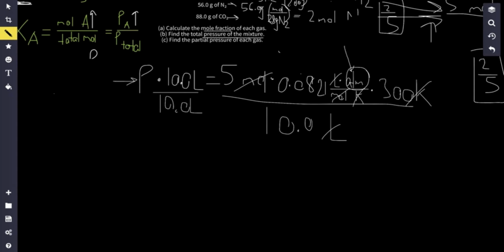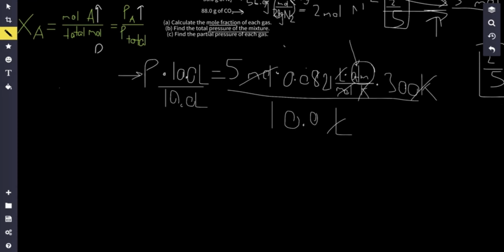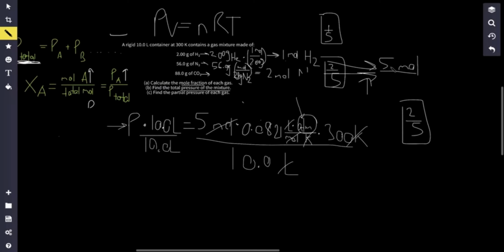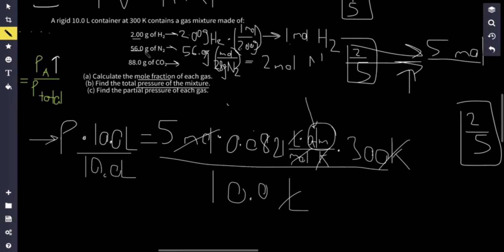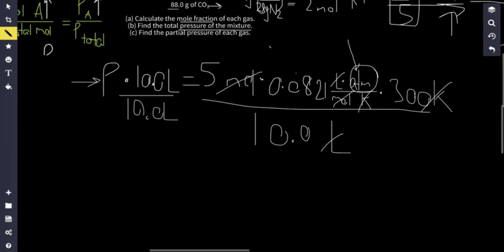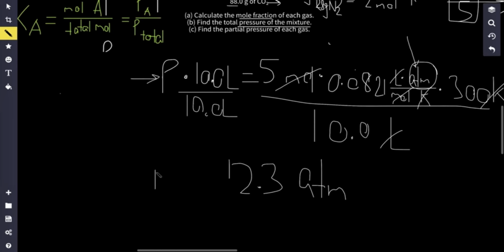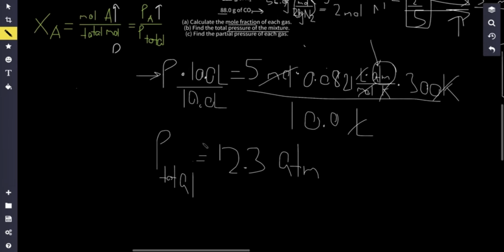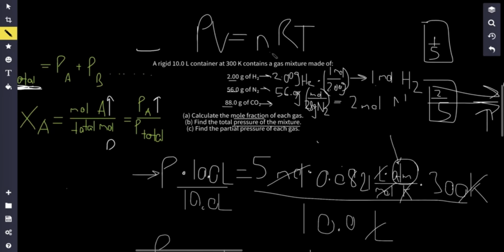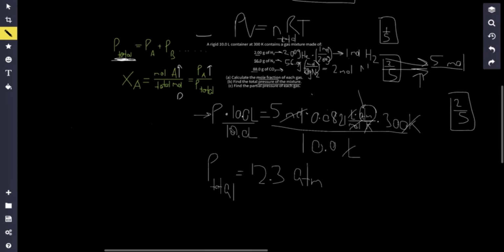So 5 times 0.021 and then multiplied by 300 and divide by 10. I'm going to round to 3 sig digs because remember this 5 moles right over here? It should have been 3 sig digs because that's what we started with originally. So 12.3 ATMs as my total pressure. This is the total pressure, P total, because we used the total amount of moles in our ideal gas law, right? We used n total. Well, that's just going to give me the total pressure.